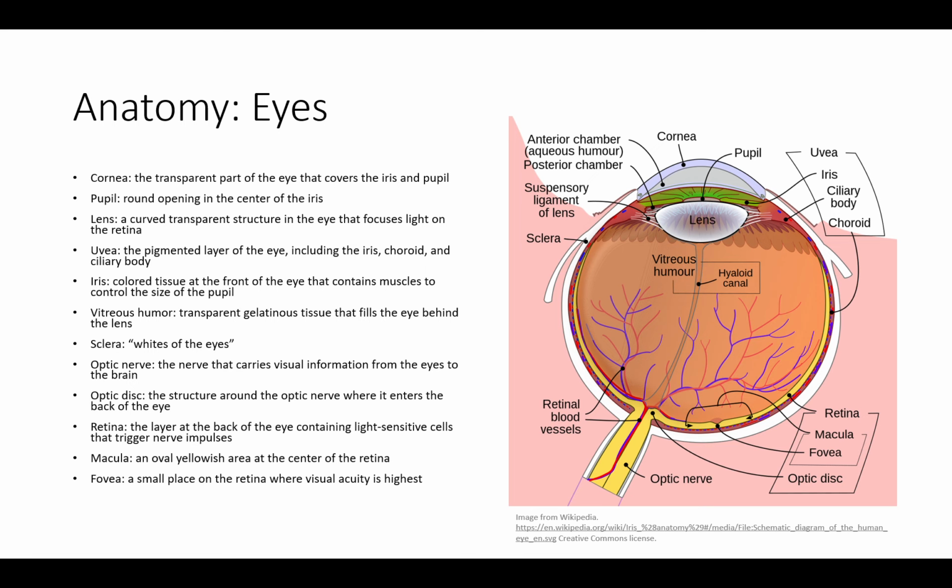The retina is a layer at the back of the eye that contains light-sensitive cells which trigger nerve impulses. The macula is an oval yellowish area at the center of the retina, and the fovea is a small place on the retina where visual acuity is best.